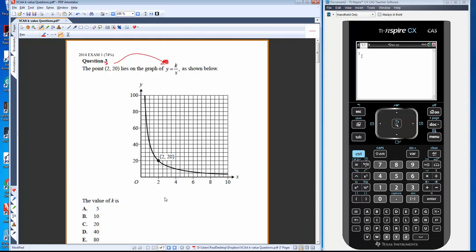So let's stick it in there. This is the x value and this is the y value here. So when y is 20, we have k on 2, and then we can just solve this, which involves multiplying both sides by 2. The k value is 40.